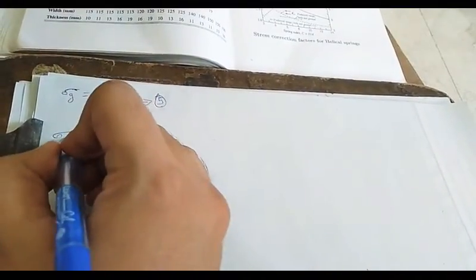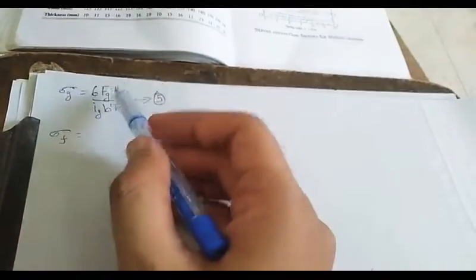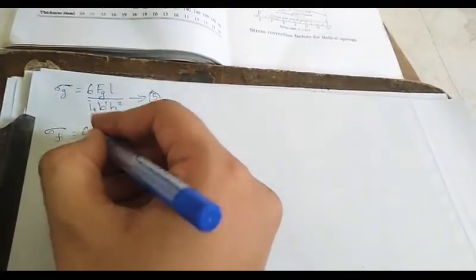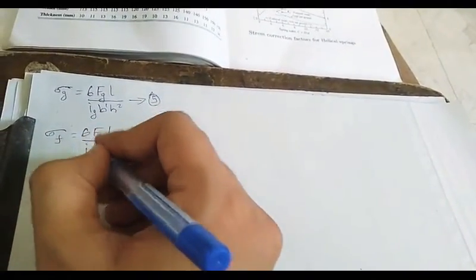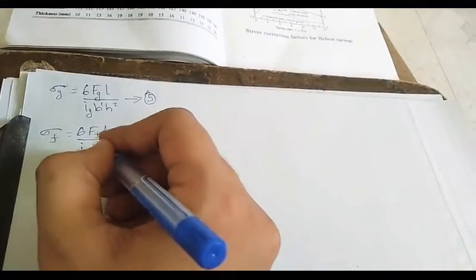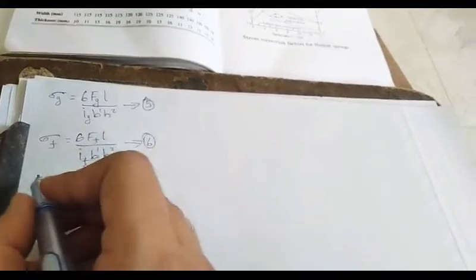Next I'll replace for stresses in full length leaves. So for full length leaves I'll replace with Ff and If: 6 Ff L divided by If B' H squared. I'll call this equation 6.